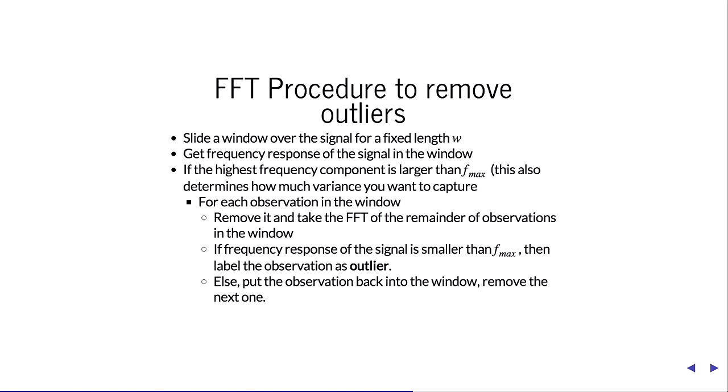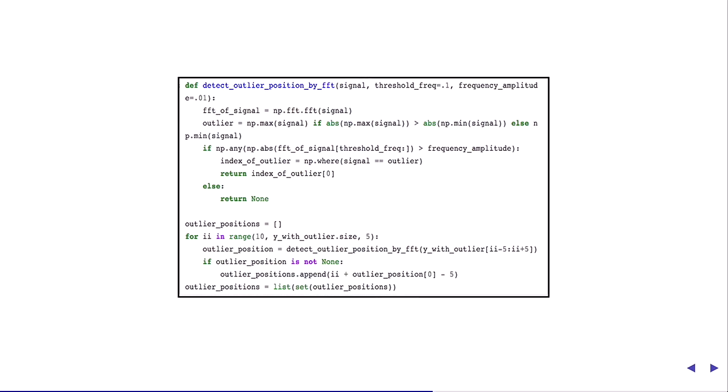If that window's frequency component is larger than fmax, then for each observation we look at it, remove it, and then take the FFT again. Otherwise, if the signal's frequency is smaller than fmax, we just remove those.